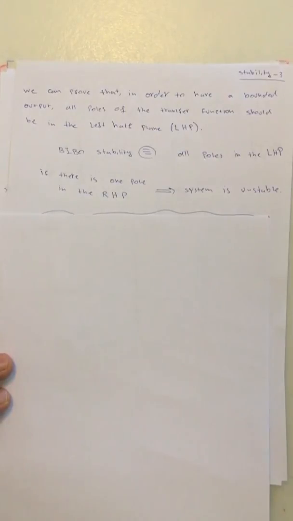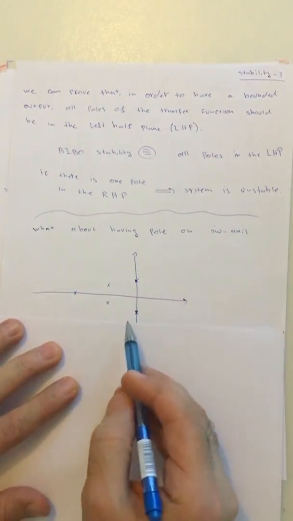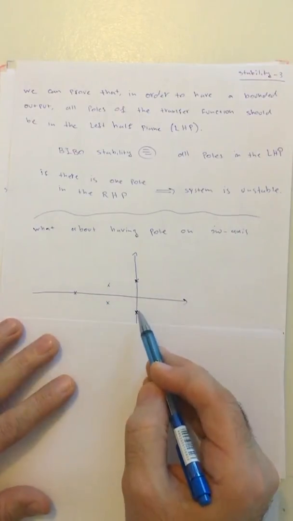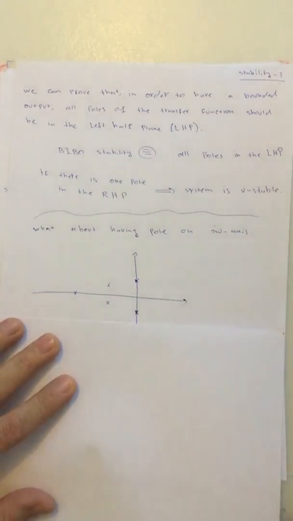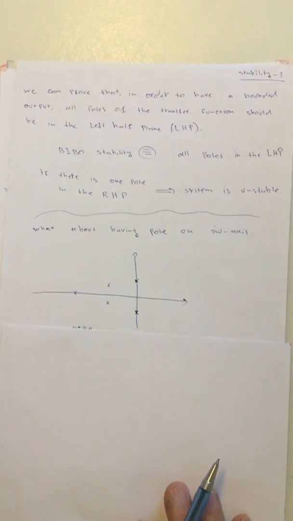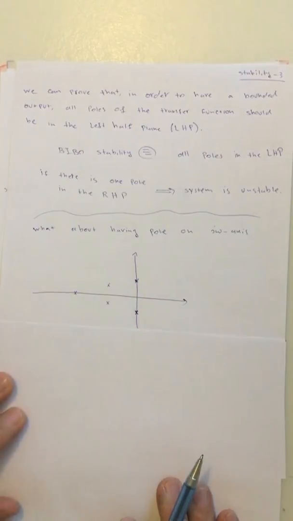Okay, an interesting situation is when we have one or some poles on the imaginary axis. So what would happen if some of the poles are on the imaginary axis? I've assumed a system with 5 poles, 3 of them in the left half plane and 2 on the j omega axis. And the question is whether this system is stable or not. I will prove later in this lecture that when we have poles on the j omega axis, the system is not stable.